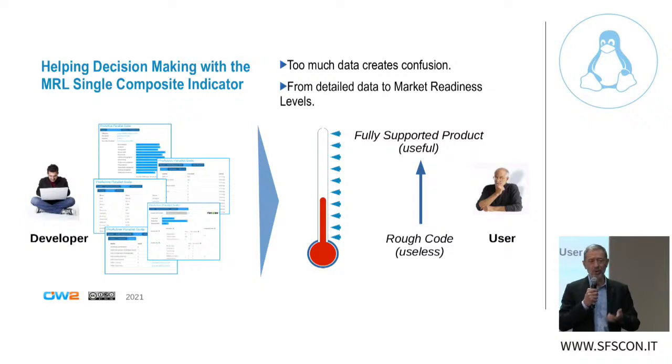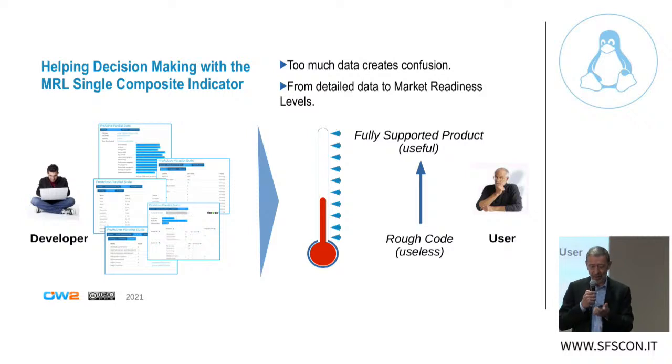At OW2, we've been looking at the quality of the project for several years, and we've been gathering data and metrics about the project. And we realized that too much information, in fact, creates entropy and does not really help decision making. So that's when we discovered this TRL, technology readiness level scale. We thought it could be easy to transfer that to the market approach.